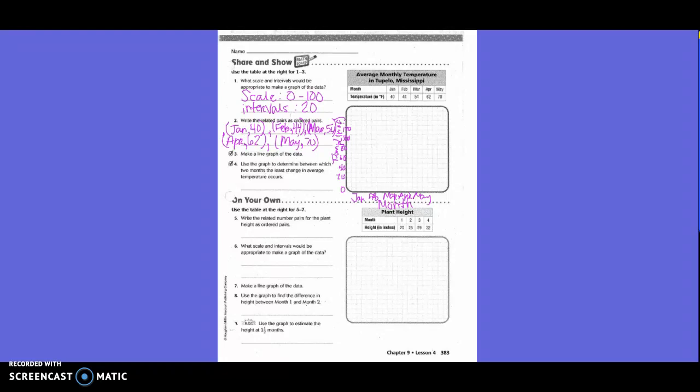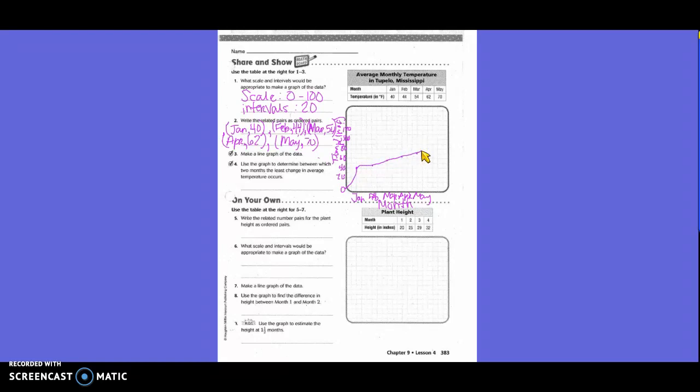Right, so January we would graph at 40. February at 44, so just a little bit above that. March 54. So about right there. April 62. And then May at 70. And then you have to connect them.